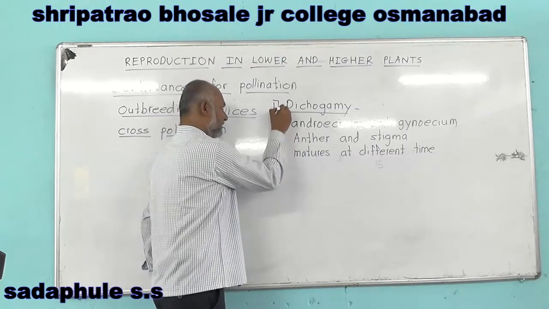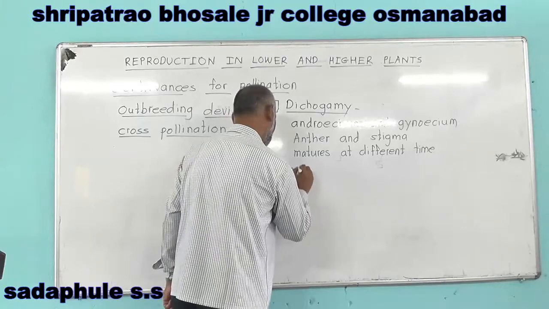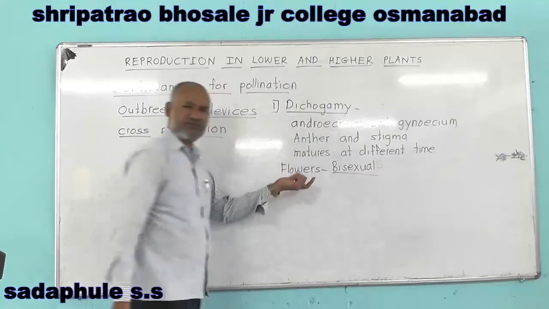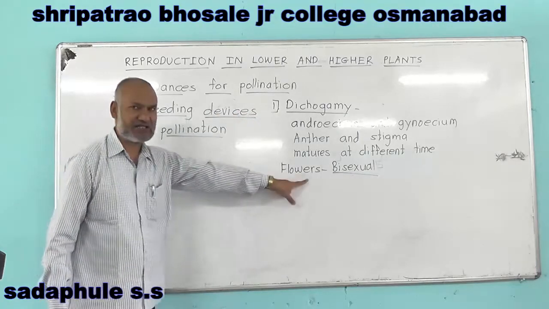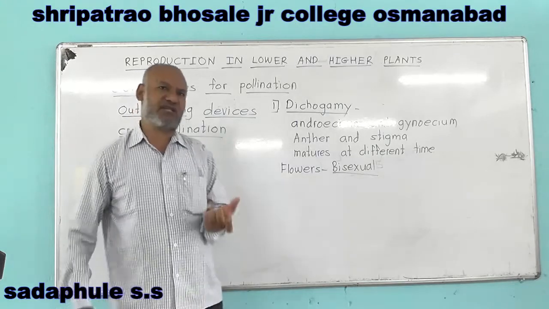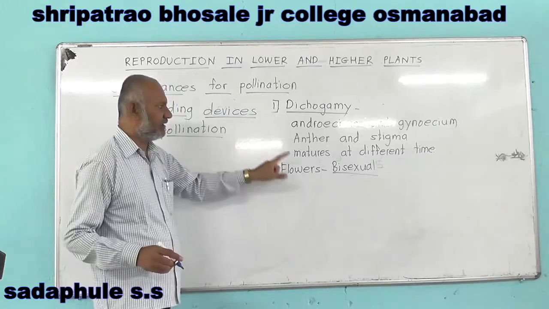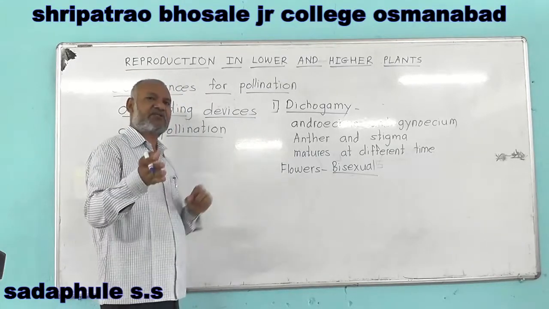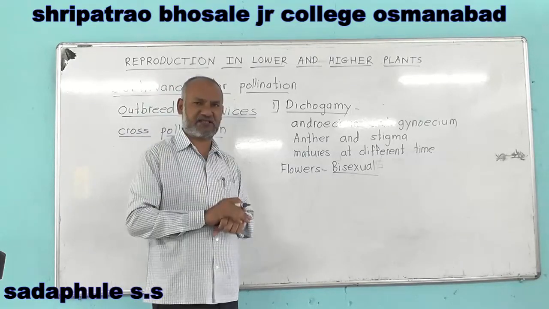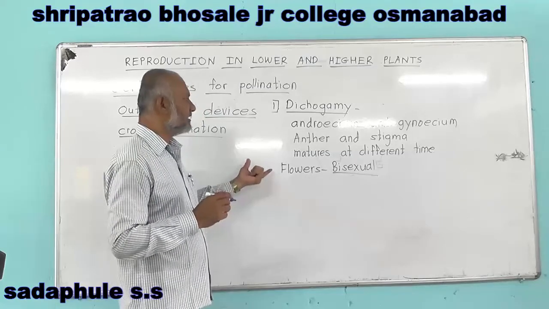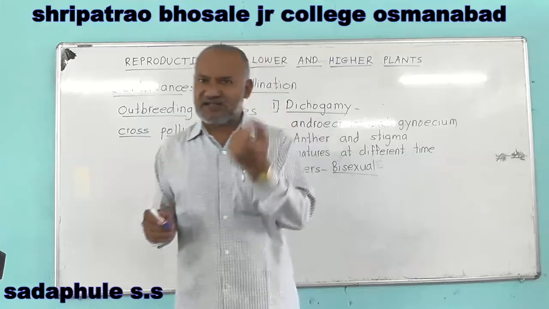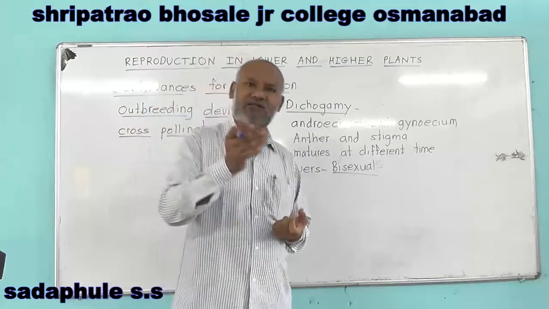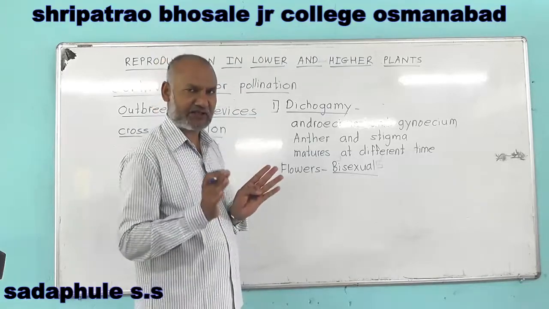Okay. Now, in dichogamy, the flowers are bisexual. In homogamy also flowers are bisexual. But in homogamy, anther and stigma mature at the same time, while in dichogamy, anther and stigma mature at different times. And this condition favors cross pollination and prevents self pollination. How does it prevent self pollination? Because suppose in some flowers stigma is mature, but at that time anther is not mature and pollen grains are not available, then self pollination is avoided, or vice versa.